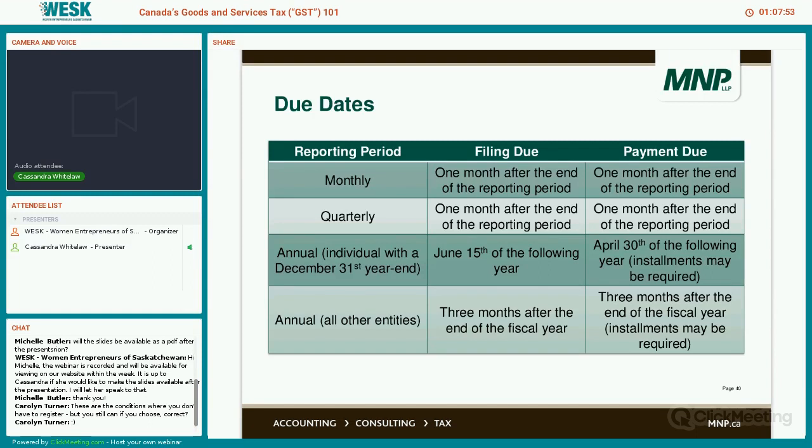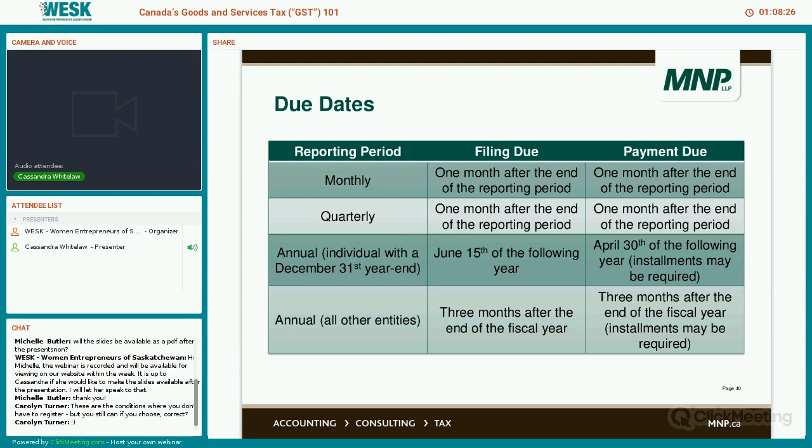If you're filing your returns monthly or quarterly, the GST return and the payment return will both be due 1 month after the end of the reporting period. If you're a sole proprietorship with a December 31st year end, your GST return will be due on June 15th of the following year, but you need to keep in mind that the actual payment is due by April 30th of the following year. So the payment's actually due before your GST return is, and they will apply penalties and interest on anything paid after April 30th.